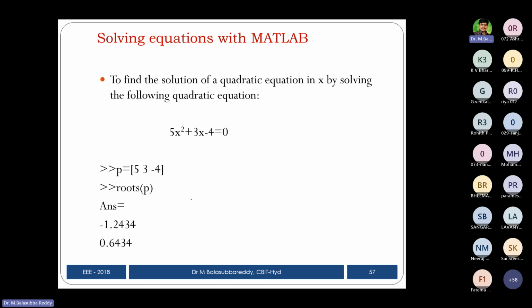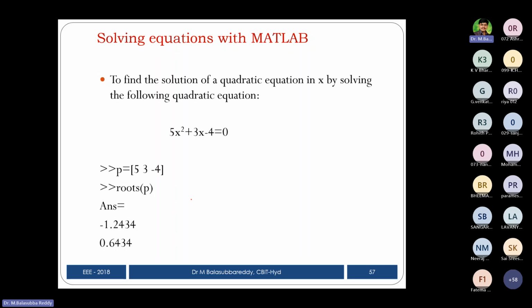Now we'll go here: 5x square plus 3x minus 4. I want to find the roots. Simply, you can mention the coefficients and write roots of that, which will give the roots directly. One keyword available in MATLAB is roots. Of course, this has two roots, but if we go for something like 10x power 20 plus 2x power 19 and so on and so forth, solving the roots manually is very difficult. That's why again you write the coefficients.